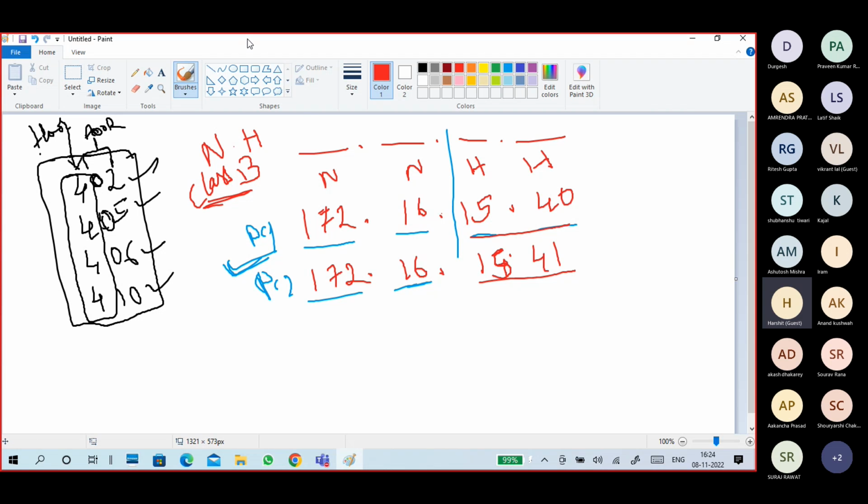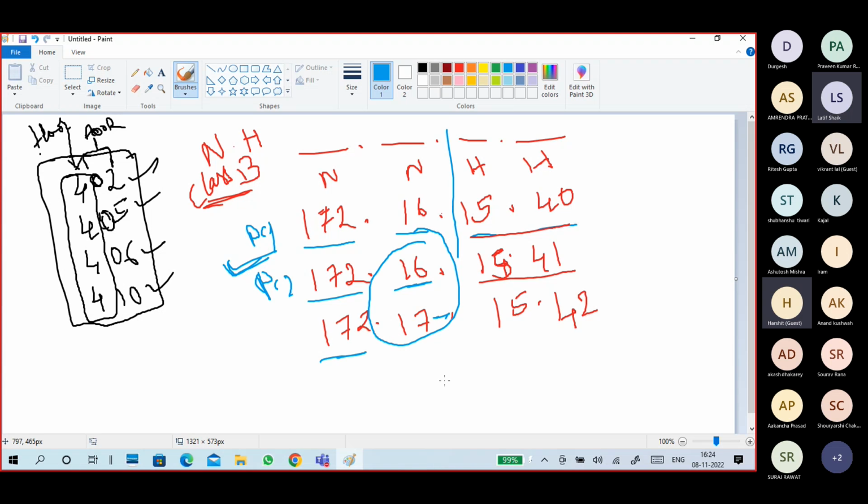Same class or different class, of course you have to give a non-communication example too, right? So it is 172.17.15.42. Both almost look the same, but there is a problem: this portion is different. So this cannot communicate.